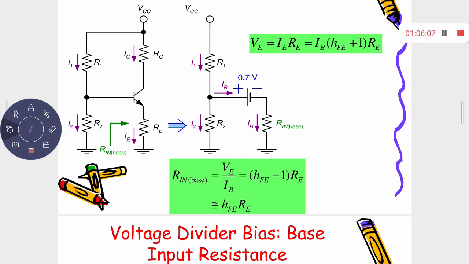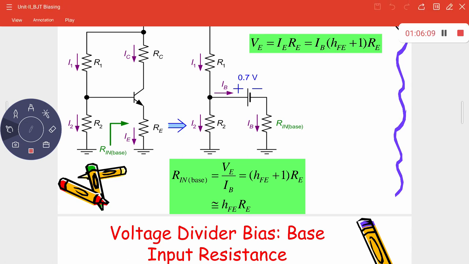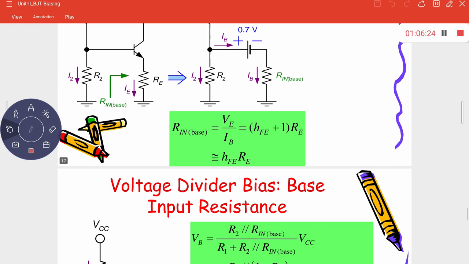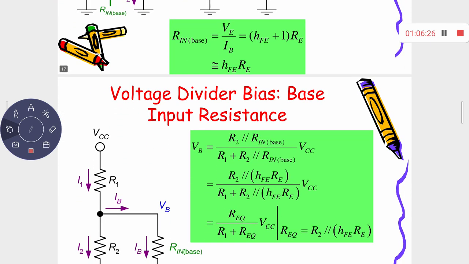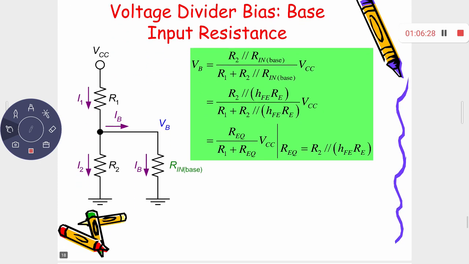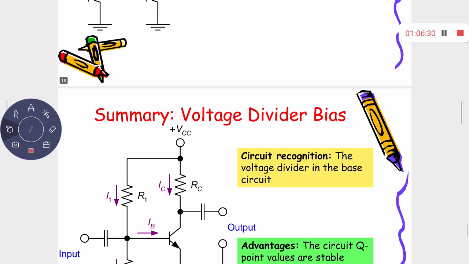Now, let's assume that this resistance is much, much larger as compared to R2. Suppose R2 is equal to say 10 kilo ohms and this resistance is 50 kilo ohms, 100 kilo ohms. So for approximate calculation, you can just neglect it. And that is called a stiff voltage divider. If not, then you should follow this one. That's the actual or exact calculation. Okay, and that's the summary.